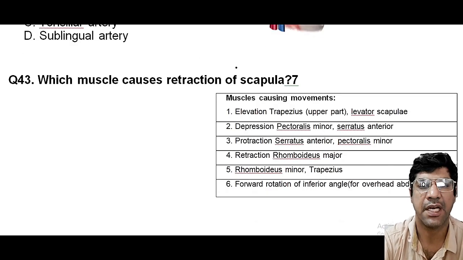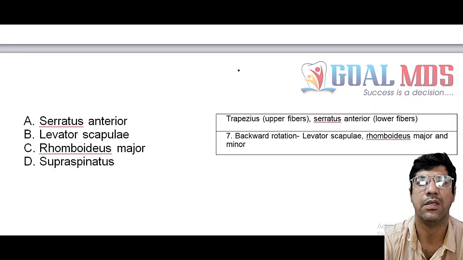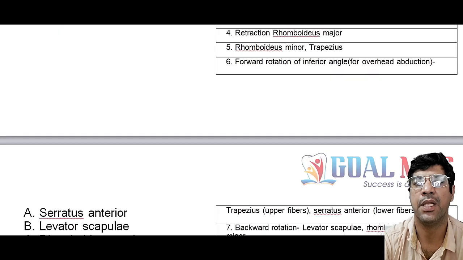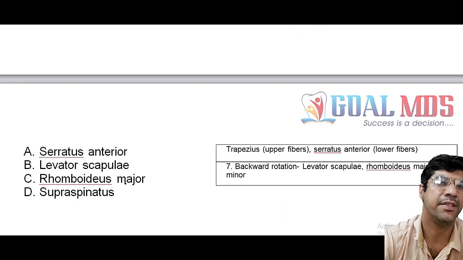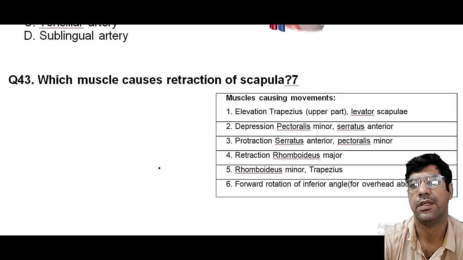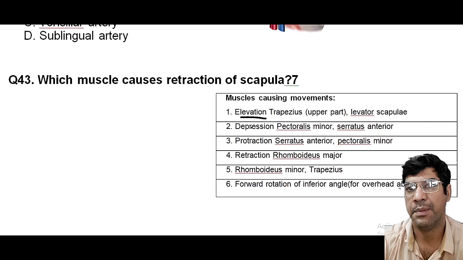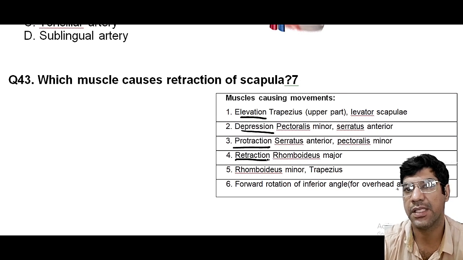Which muscle causes retraction of the scapula? So remember the table, the answer here is rhomboideus major. The muscles that cause elevation, depression, protraction, retraction. So remember all these muscles from your exam point of view.